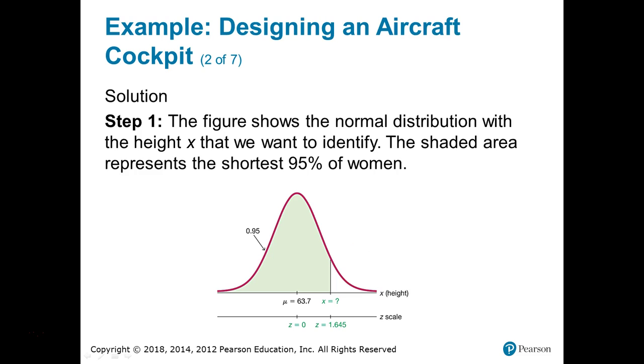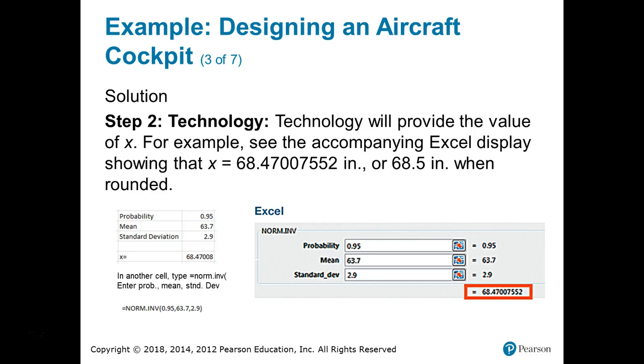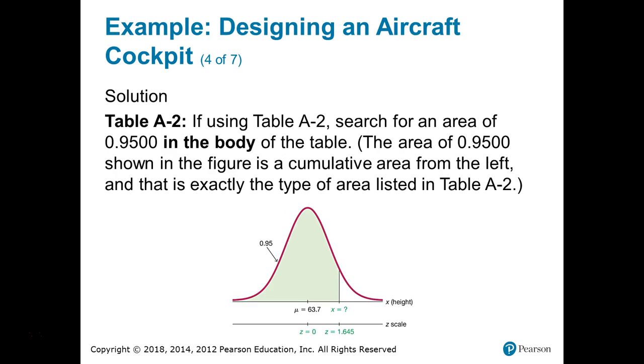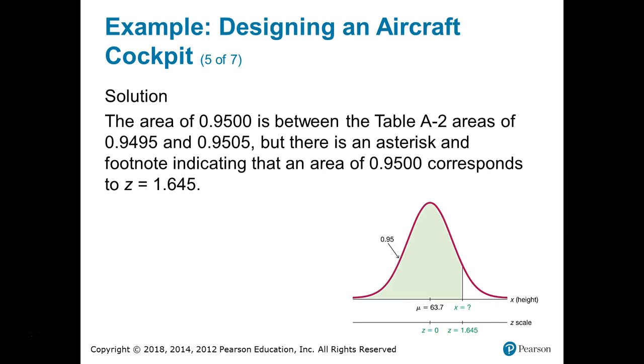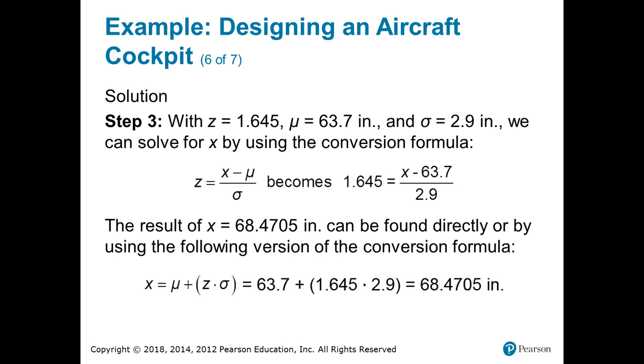With that z-score, now we can get that missing x value. This is showing you how you can do it with technology. You can do it with Excel or StatCrunch. We're going to talk about how to do it with the table. So the corresponding z-score to an area of 0.95 is 1.645.